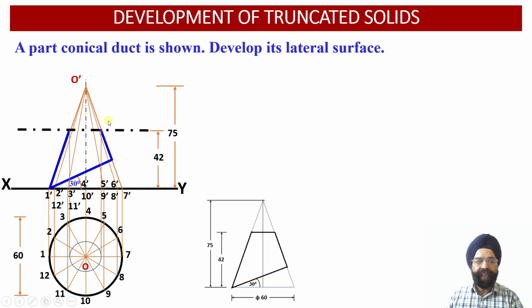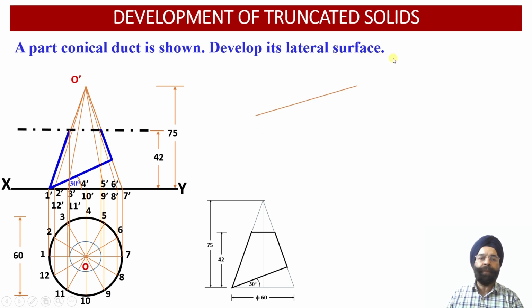At the top, it has been intersected by an AIP which happens to be parallel to the horizontal plane. So we obtain the frustum of the cone. So this portion of the cone has been removed over here. Similarly, this cone has also been intersected by another auxiliary inclined plane inclined at an angle of 30 degrees to the base, and this AIP passes through point 1 of the base. So now we know that this is the remaining portion of the solid, and we are required to obtain the lateral surface of this particular truncated cone.